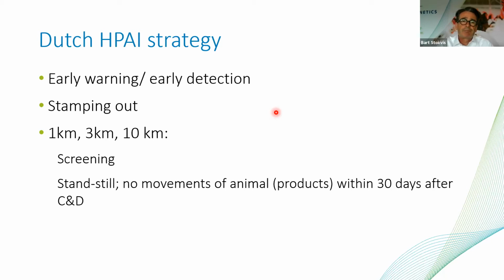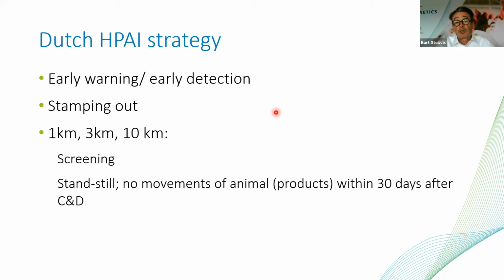So that means that they will warn their own veterinarian, and when their own veterinarian does not trust the situation, they will notify the government, and then there will be a team of veterinarians visiting the farm and taking samples.